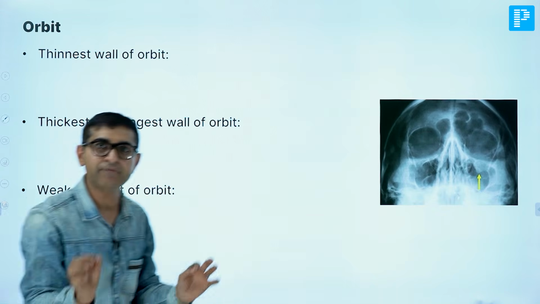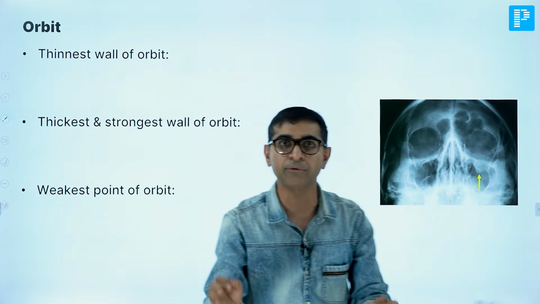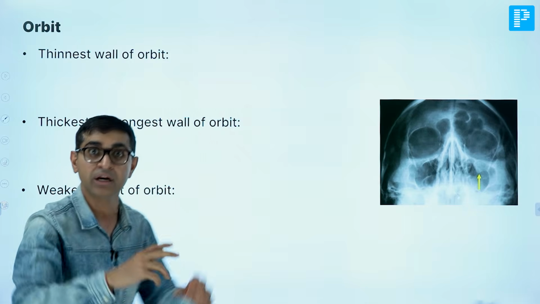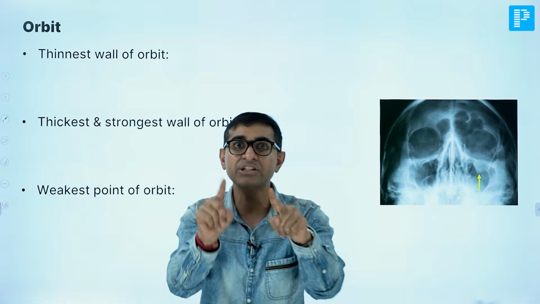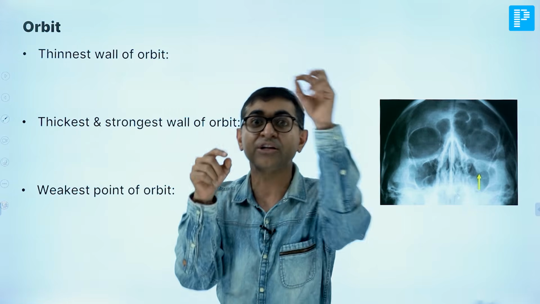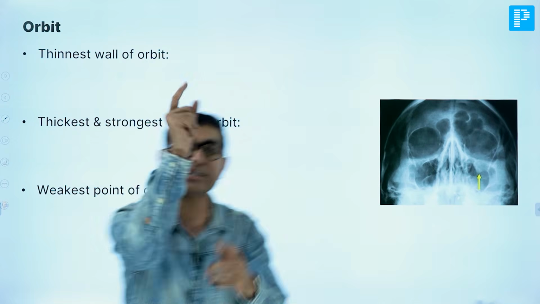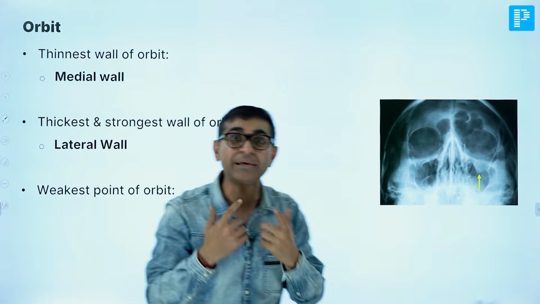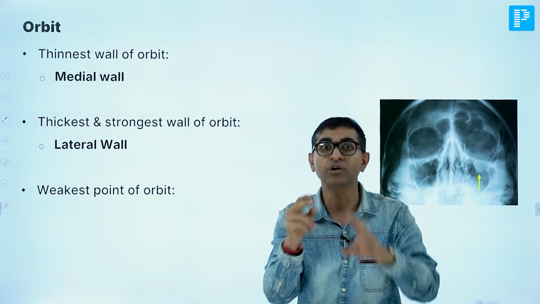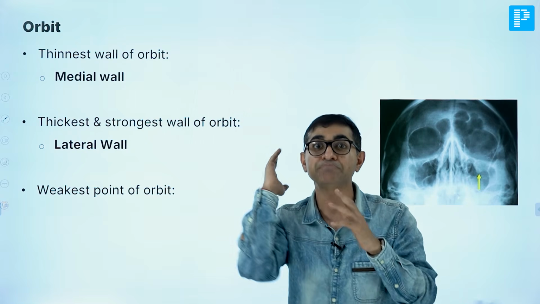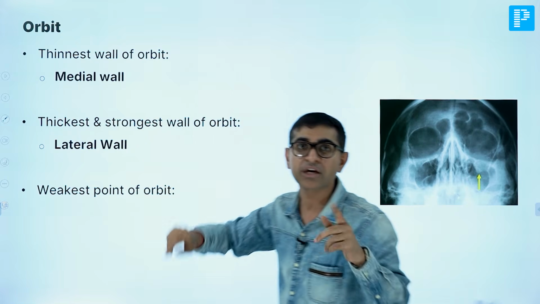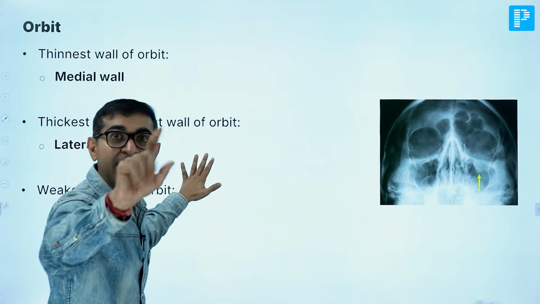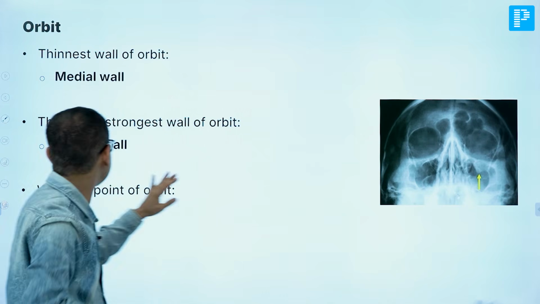So can you tell me which is the thinnest wall of the orbit? Thinnest wall of the orbit is medial wall, your previous year question. And the bone which is actually forming the thinnest wall is your lamina papyracea. You know that lamina papyracea, which is actually the ethmoid bone. Lamina means layer, papyracea means paper-like. Now can you tell me the thickest and strongest wall of the orbit? That is your lateral wall, and that is because of the zygomatic bone.